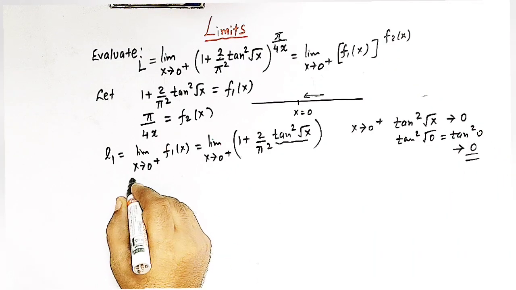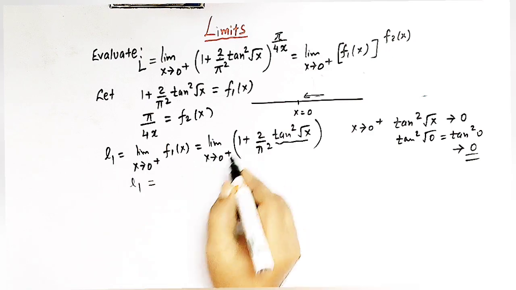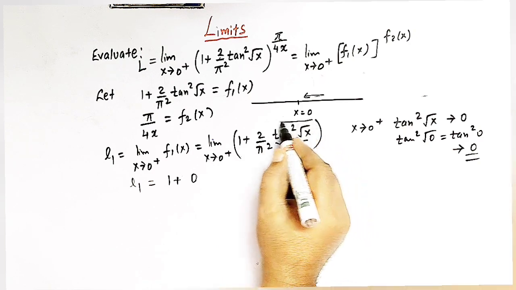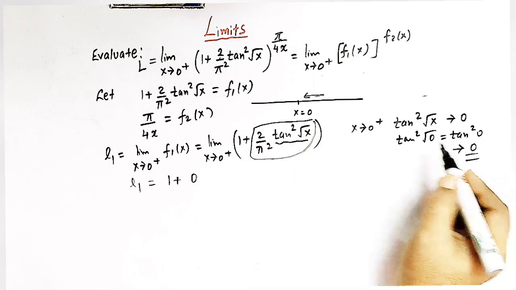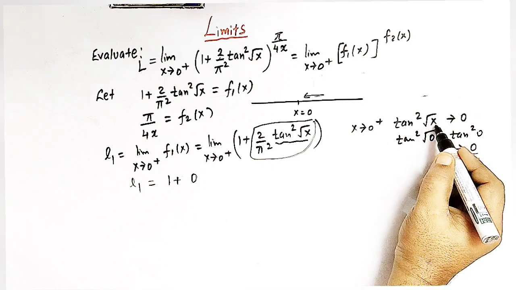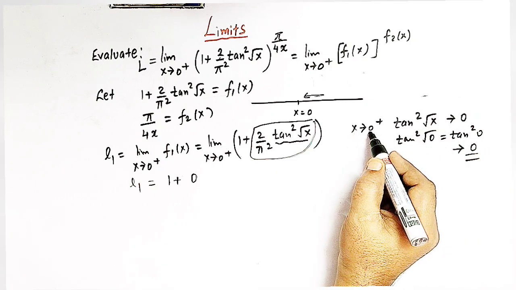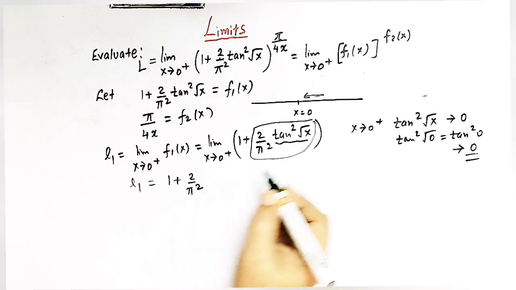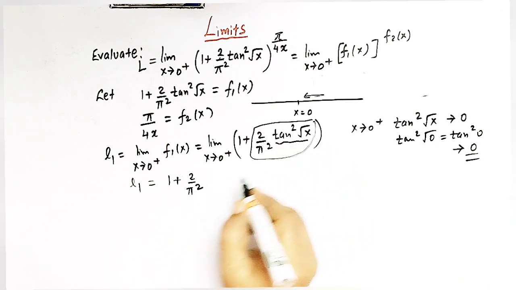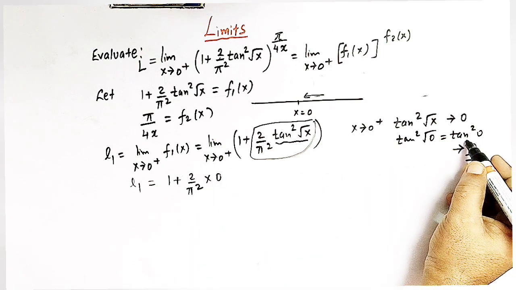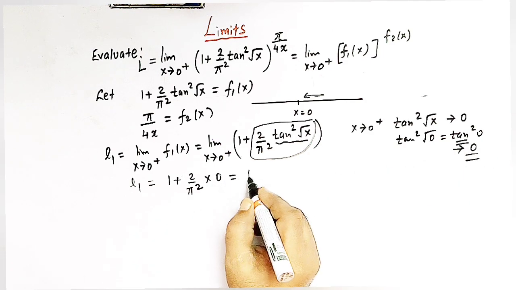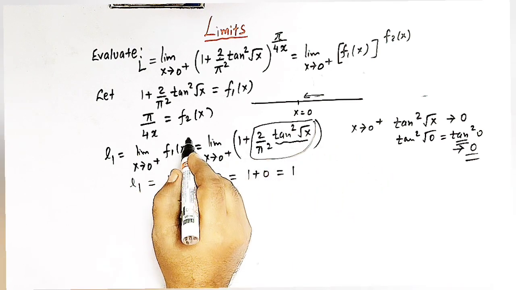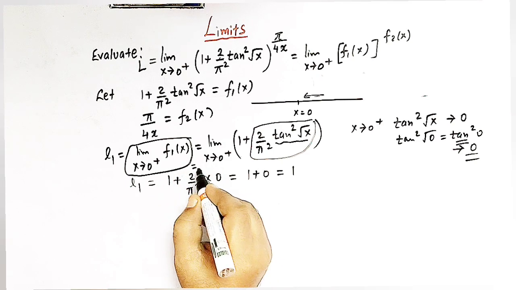So tan² of √0 is tan² 0, and this tends to 0. So now the value of this limit L1 is given by 1 plus 0, because this entire term tends to 0, as tan² of √x tends to 0 when x tends to 0. So we can also write 1 + (2/π²) tan²√x, with the second term tending to 0 as we have seen here. So this is 1 plus 0, that is equal to 1. So the value of this limit is equal to 1.